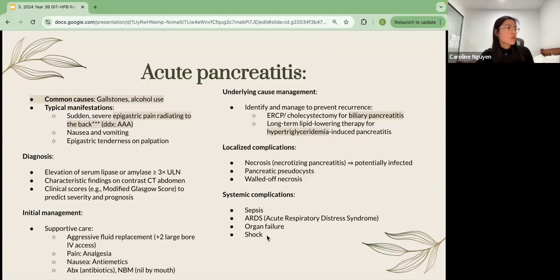The reason why it can cause acute respiratory distress syndrome is the circulating pancreatic enzymes can create an inflammatory response. And what else? Pancreatic pseudocysts are situations where it's sterile, but it just walls off the inflammation into like one little bubble in the pancreas. And then the way to treat that is you just have to drain it percutaneously.